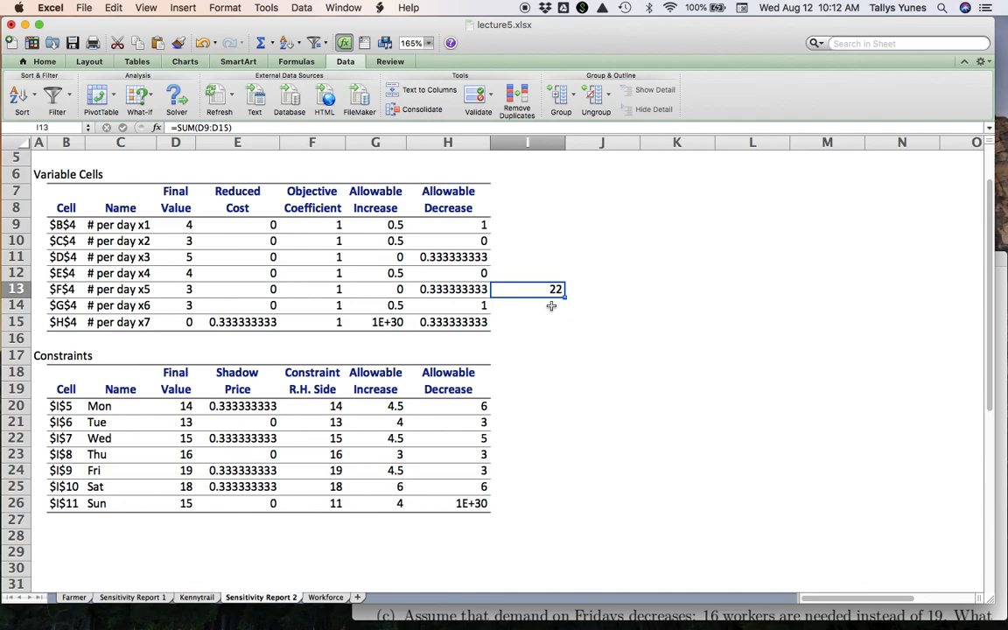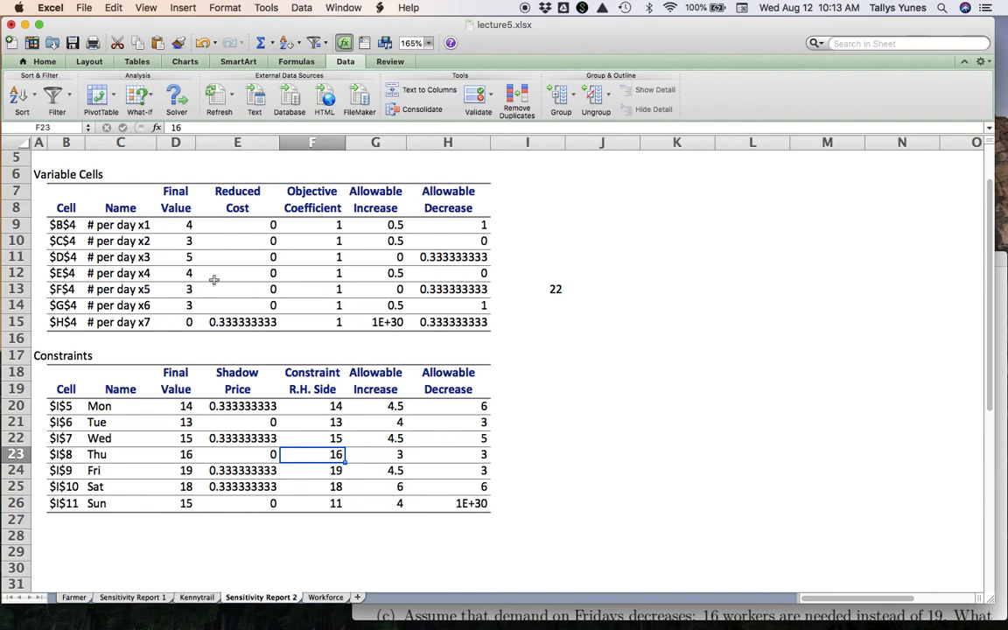However, if I were to ask you, will the solution, right, because this is the value of the solution, we concluded that the value of the solution will not change. I still only need 22 workers in total. But will the solution itself change? Well, let's see. In the current solution, how many folks are we staffing for Thursday? We're staffing the bare minimum, 16. So if I were to change this to 18, the current answer doesn't cut it.